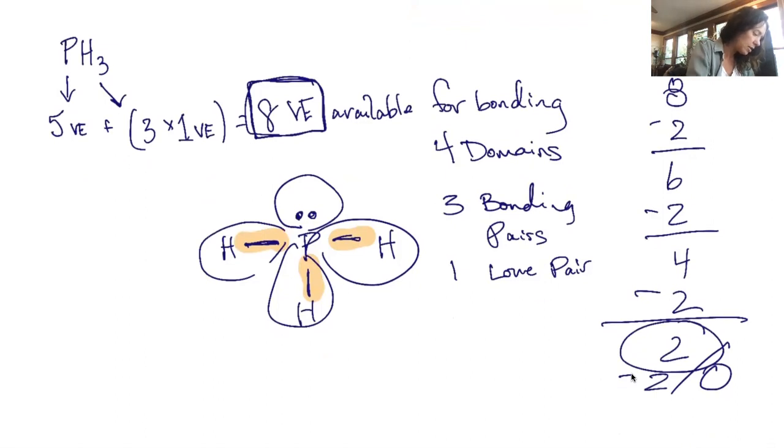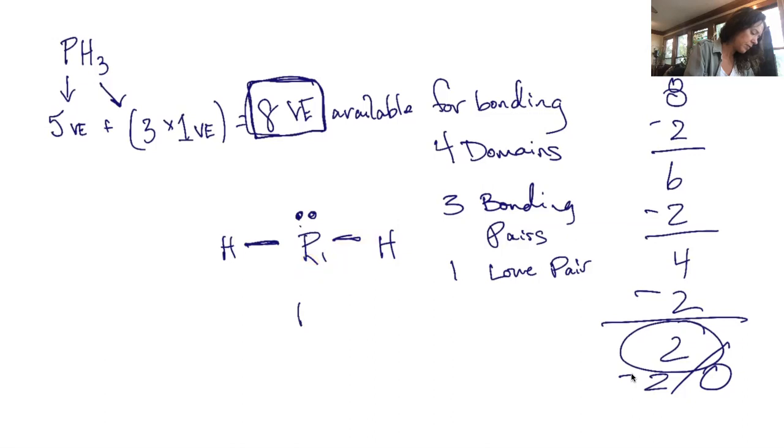Let me erase some of these lines here. Okay, so we just need to check it. So hydrogen always gets a total of 2. Well, right here, I see that hydrogen has his 2, right? 2 electrons for hydrogen.